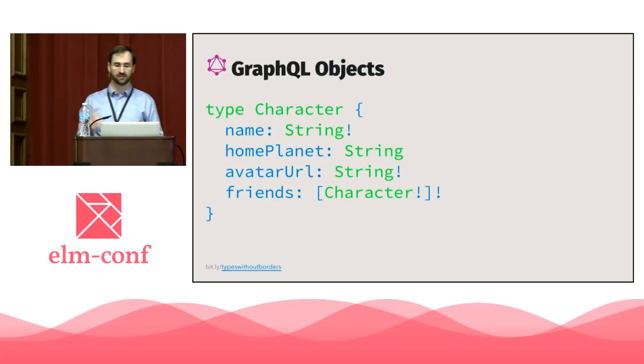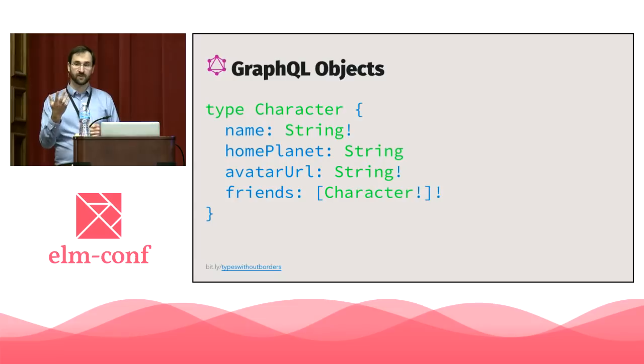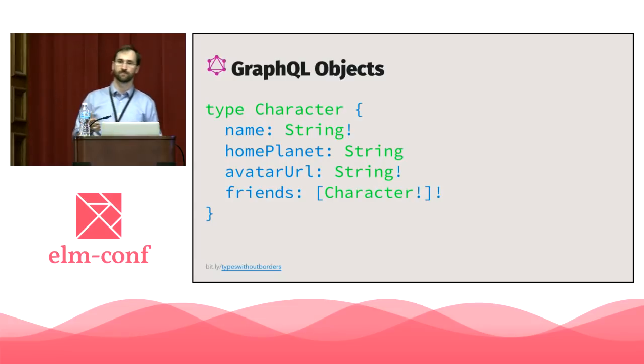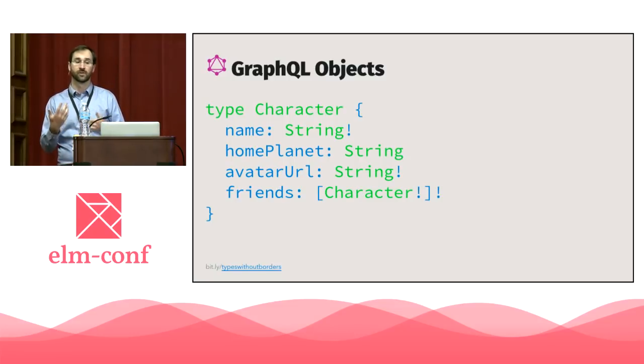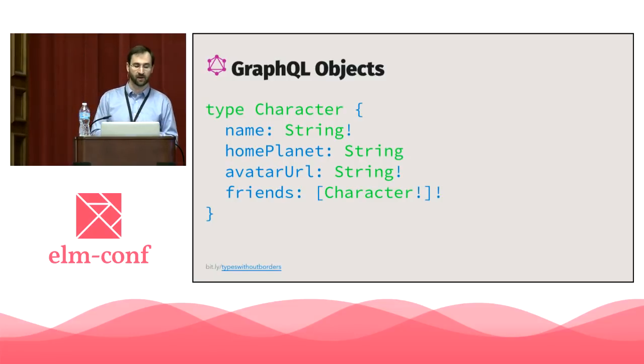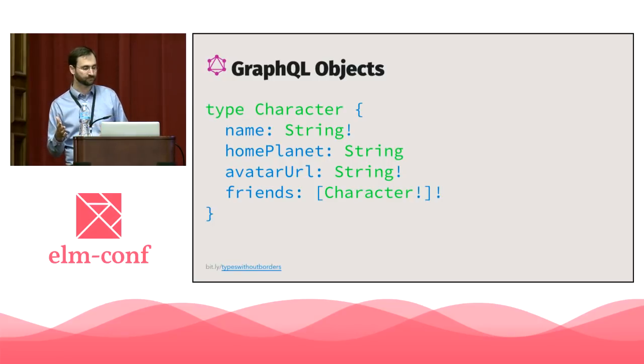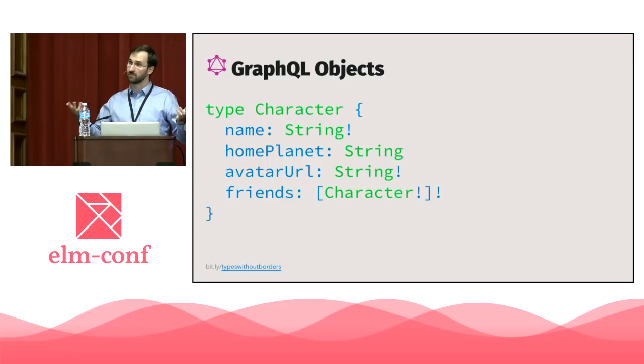This object is a character, and it has a name. You'll notice after the type there, String, it has an exclamation point. That just means that the name cannot be null. So that's pretty cool. We can represent nullability in our GraphQL schema. And you'll also notice that home planet does not have an exclamation point. So that means that home planet could be null.